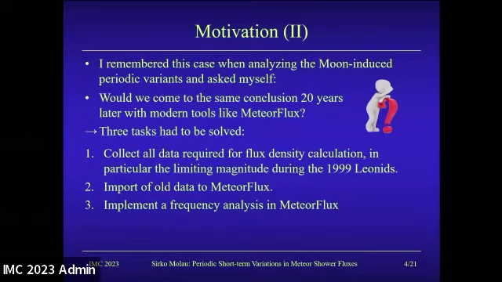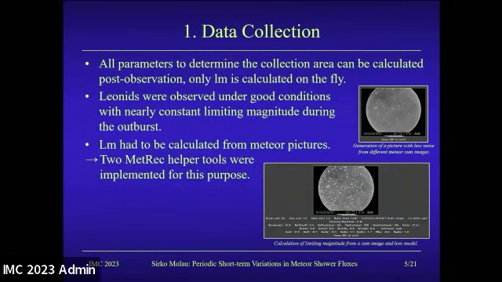All right, in order to answer this question, 3 things have to be done. Starting from the old 1999 Leonid observation, at first I have to collect all the relevant data that I need to calculate flux densities. The second part is to import these data into the Meteor flux tool so that I can visualize the flux density again. And the third thing, I need to implement some frequency analysis, which Meteor flux didn't have so far, to check for these kind of periodic oscillations. So let's tackle these 3 tasks.